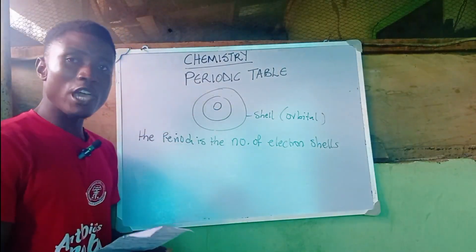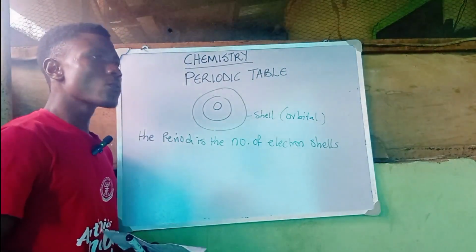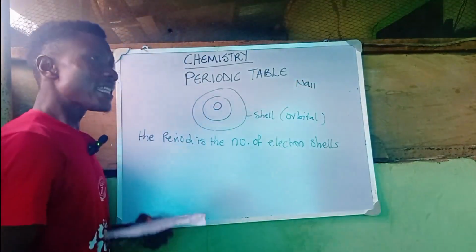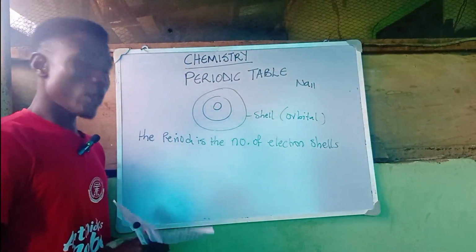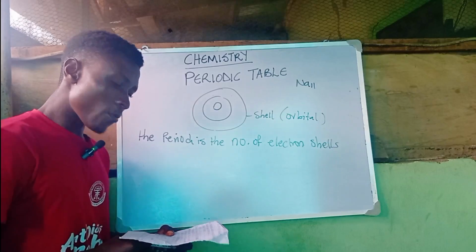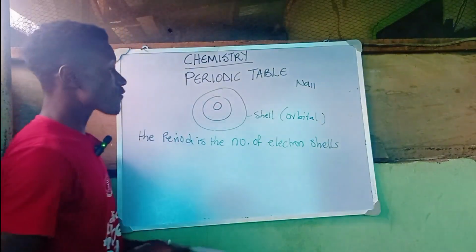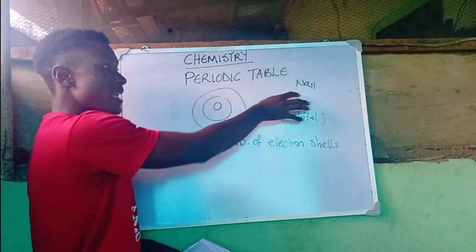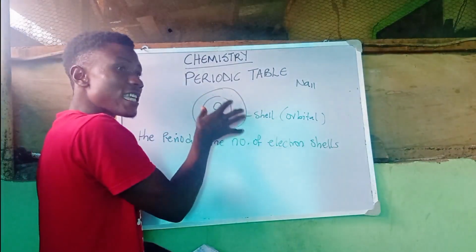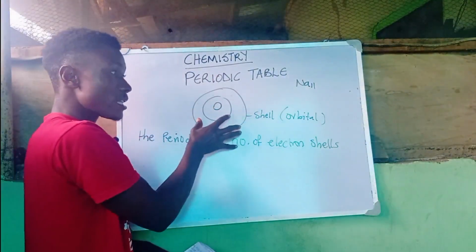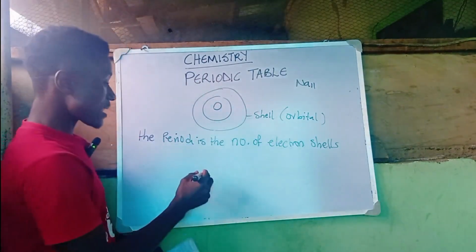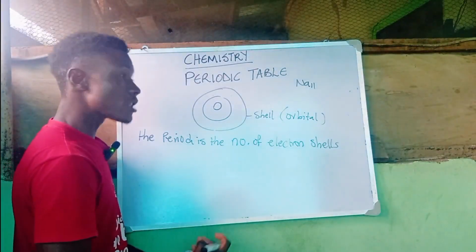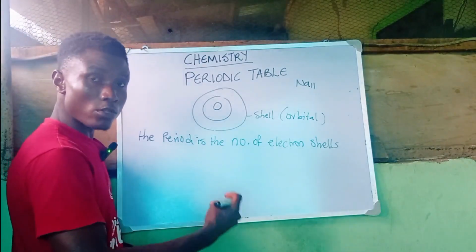So let's see how we can get this. We have our sodium. Sodium has an atomic number of 11. Let's see how the period and the group will come into play. If sodium is 11, that's 11 electrons, so we are going to be filling them in the shells, or orbitals. So let's see how we can get the period. What period is sodium?